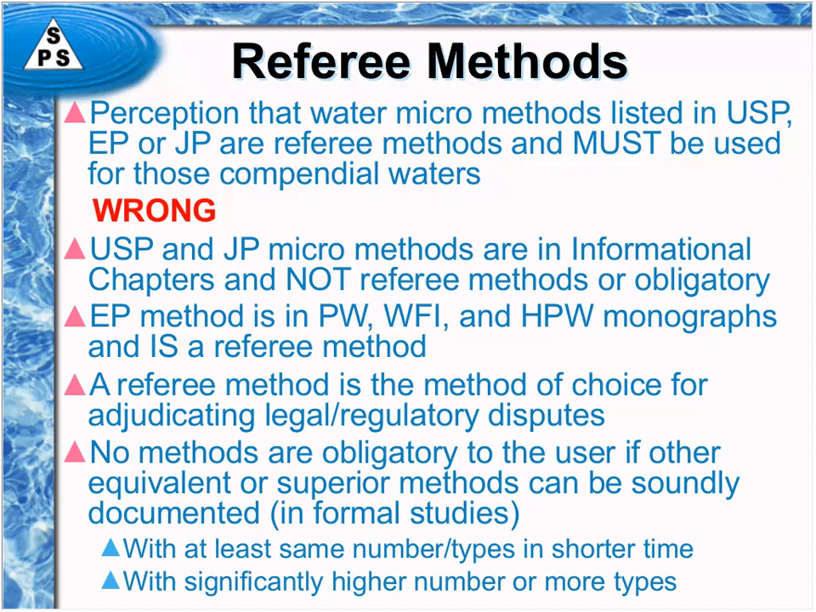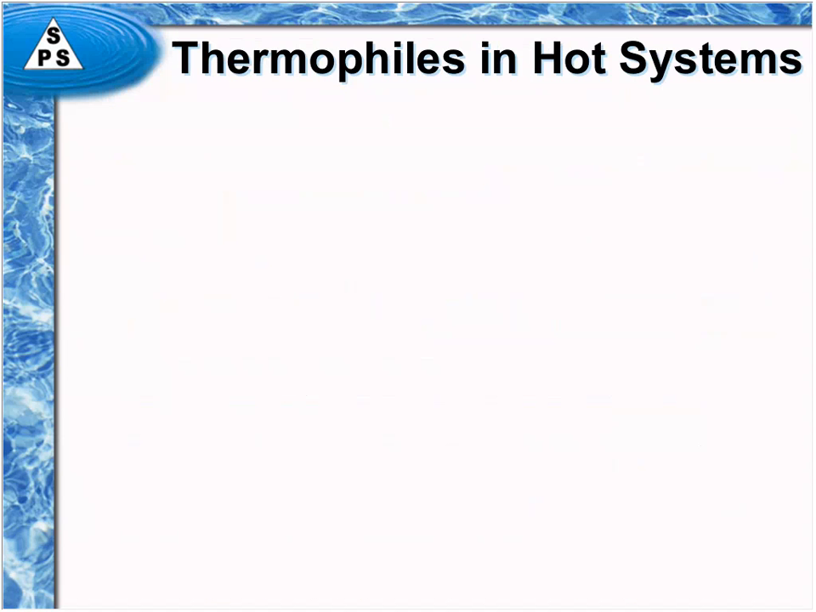So what means better? What is equivalent or superior? What does that mean? Well, with a water test method, it means that you've got at least the same number and types of organisms as the reference method, or that you have significantly higher recoveries or more types, or that you can see the same results in a shorter period of time. Okay, let's now talk about thermophiles in hot water systems.